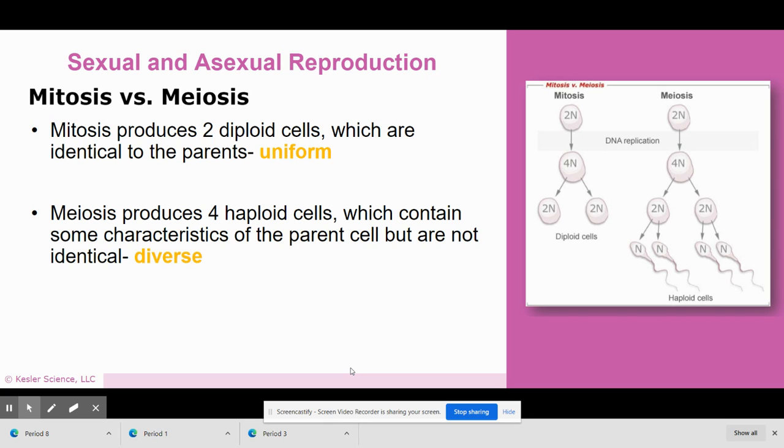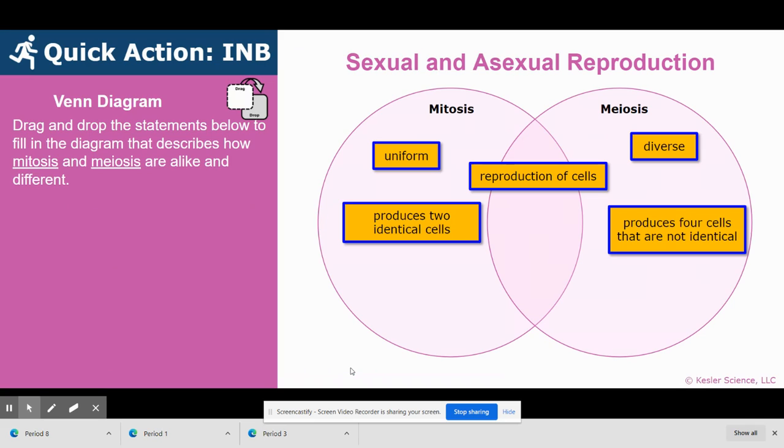So if we look at the bullets on the left, mitosis produces 2 diploid cells. That's what the 2n means, that they're diploid. And they're going to be identical to the parents, or uniform. Meiosis produces 4 haploid cells. Haploid sounds like half, and so we're getting half the DNA that we started out with. This is going to contain some characteristics of the parent cell, but they're not going to be identical to each other. This means that they are diverse, that they're different.